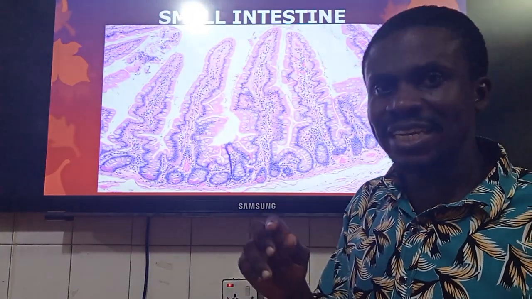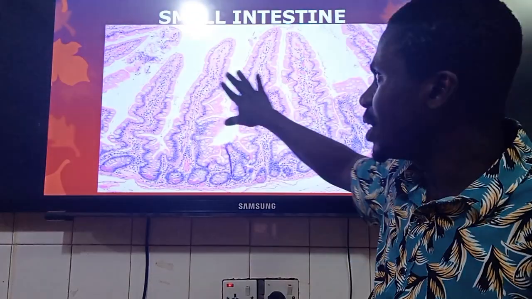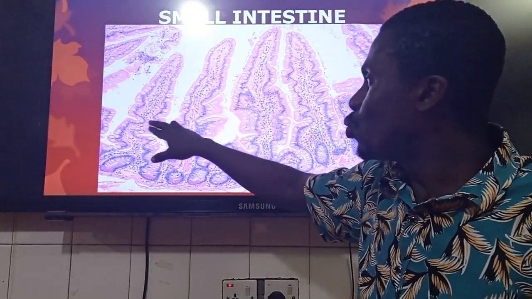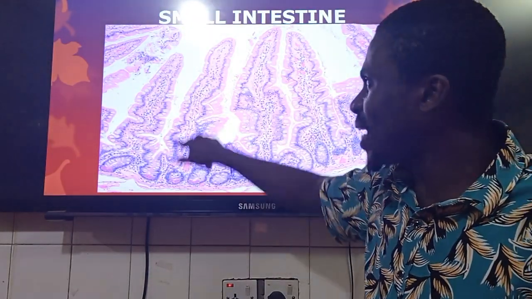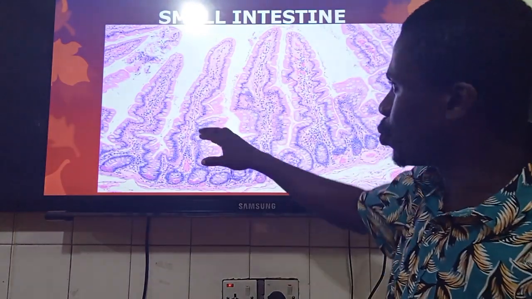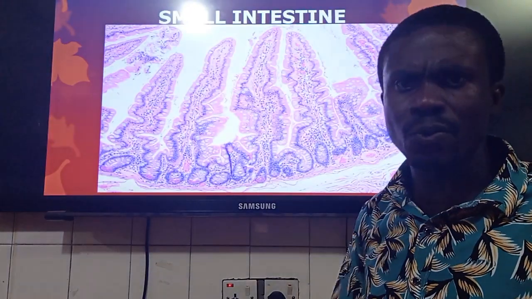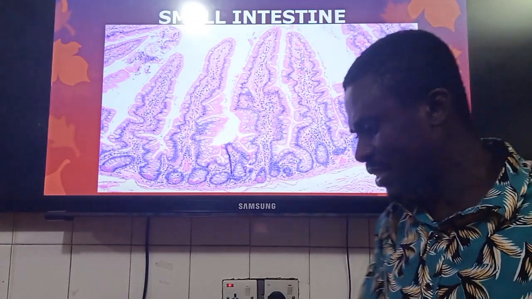But in the case of the small intestine, we'll be seeing folds formed by the epithelial lining and, of course, the lamina propria over here. Those will be what we call the villi. We don't have villi in the case of the large intestine. Please appreciate this one for me.